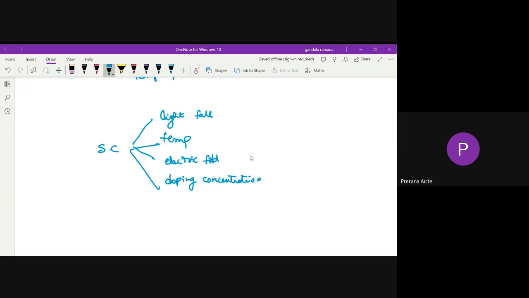But what happens in conductors and insulators? They only allow conductivity or oppose conductivity; these two activities are all they do. But in semiconductors, the conductivity is controlled by light fall, temperature, applied electric field, and varying doping concentration.